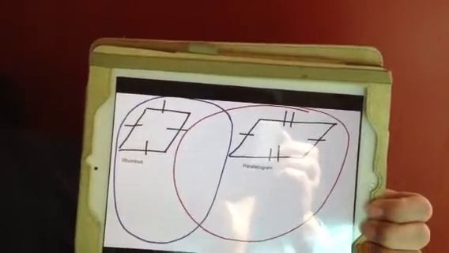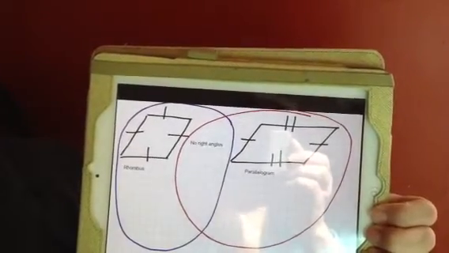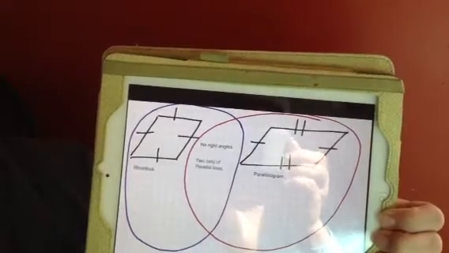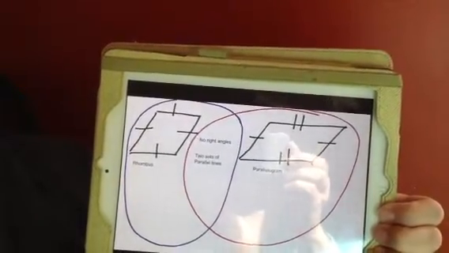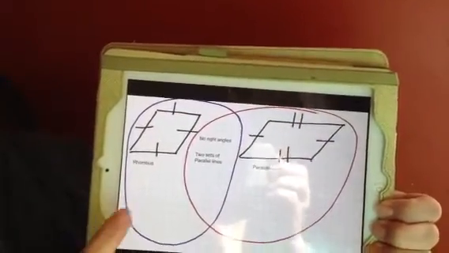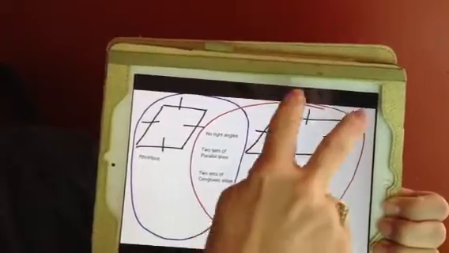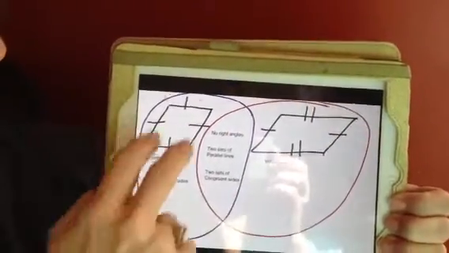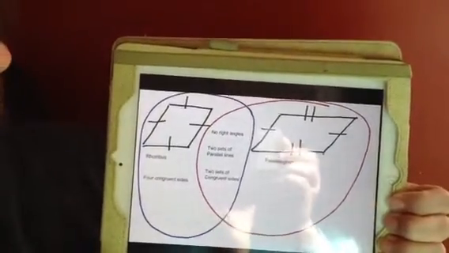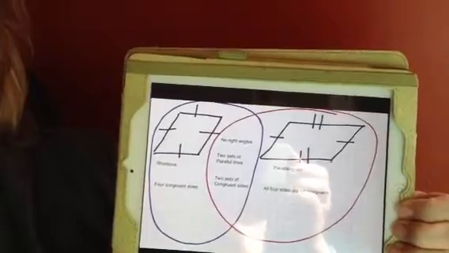So now we're going to do our Venn diagram. And what do they have in common? Neither one of them has right angles. And both of them have two sets of parallel lines. But the rhombus has two sets of congruent sides as well. These are congruent, those are congruent. Same thing over here. But over here, all four are congruent, whereas on the parallelogram, none of the sides are congruent.